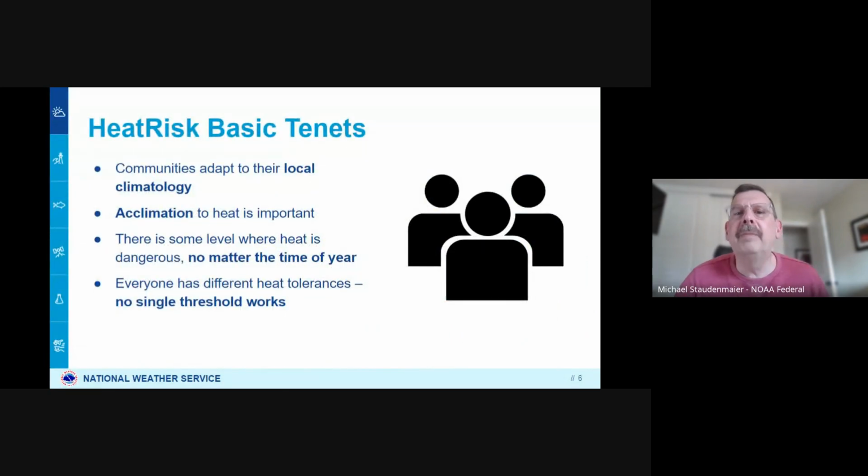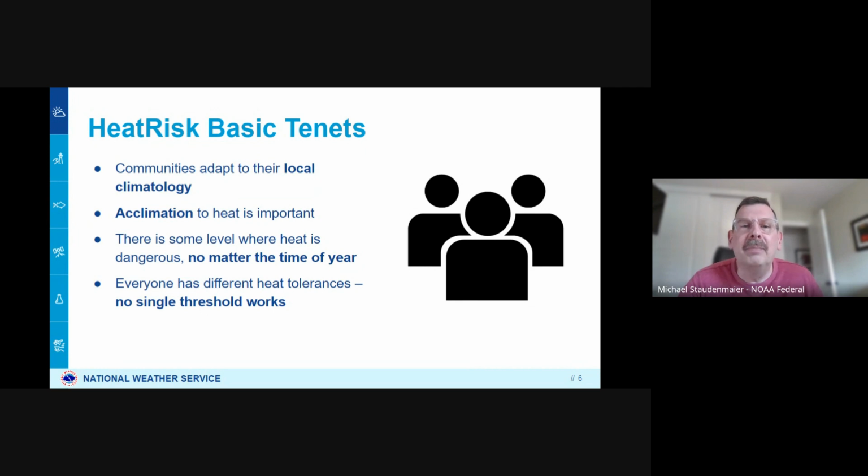When we started developing the work, we did a lot of peer literature review looking for nationally valid heat health findings that could inform our approach when we developed HeatRisk. For example, research showed that communities adapt and build to their local climatology. So we built in 2.5 kilometer resolution climatological information.